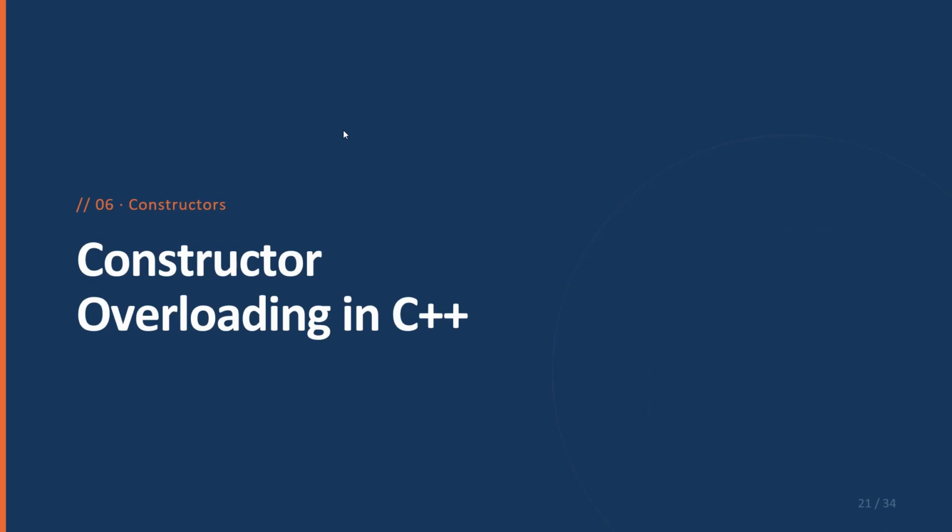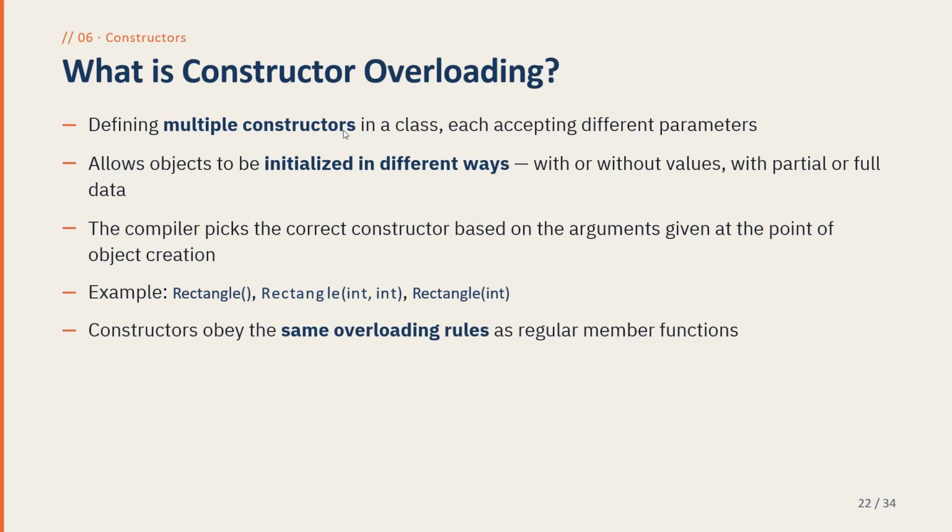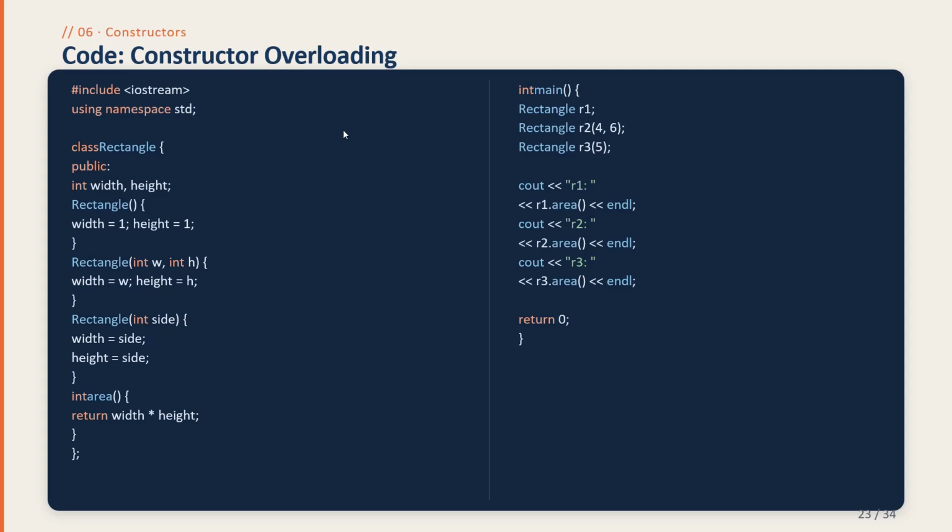Next is constructor overloading. Another important application of overloading in C++ is constructor overloading. Constructor overloading means defining multiple constructors within the same class with different parameter lists. This allows the object to be initialized in different ways. For example, consider a Rectangle class. We can define a default constructor Rectangle, which creates a rectangle with width and height of 1. We define Rectangle(int w, int h) to create a rectangle with separate width and height parameters, as well as a constructor with a parameter called side to create a square by assigning the same value. So when we create Rectangle r1, the default constructor is selected. When we create Rectangle r2(4, 6), the constructor with two integer parameters is selected. Similarly for the rest also. This demonstrates that constructors follow the same basic overloading rules as regular member functions.